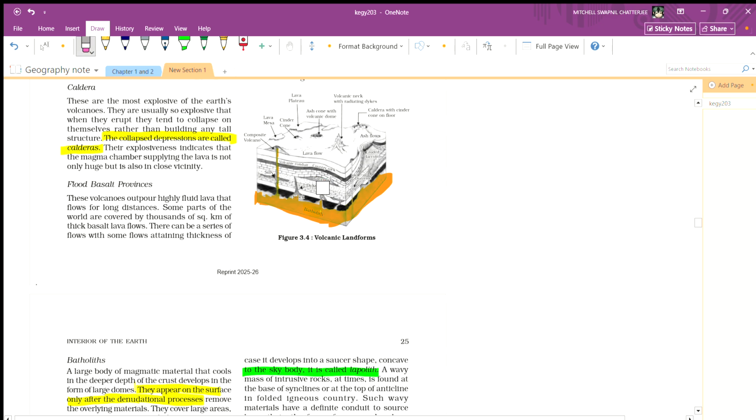This is a dome-like structure. Laccoliths form when the magma finds a weaker section of the crust, and it gets accumulated. That's why it forms a dome-like structure. Oh, nice.